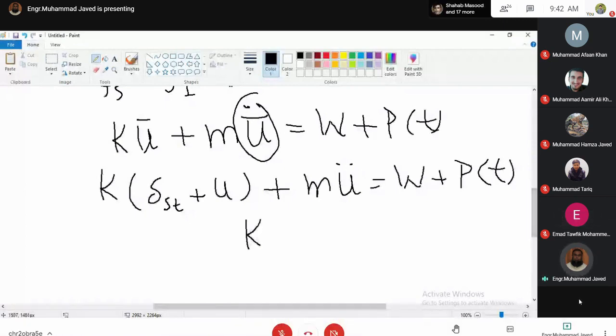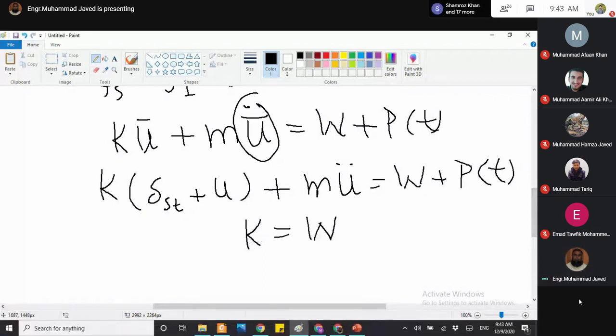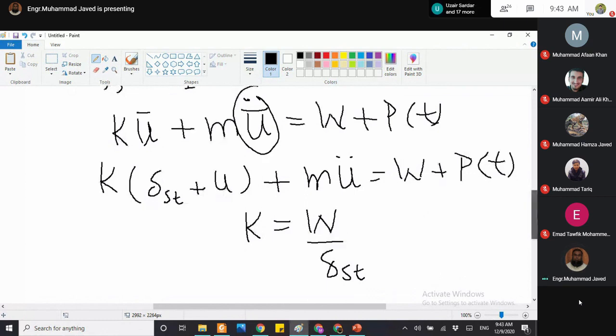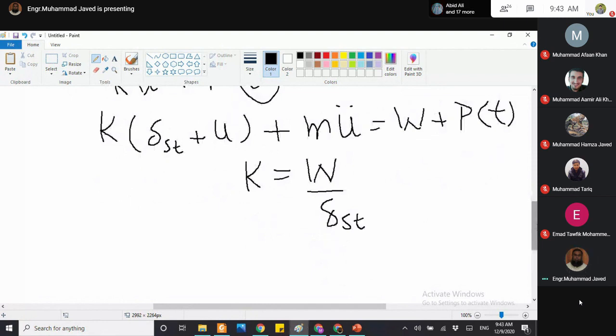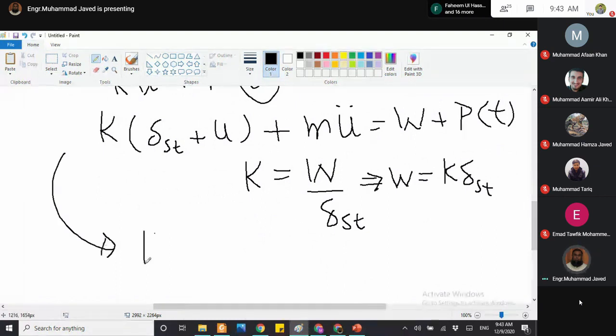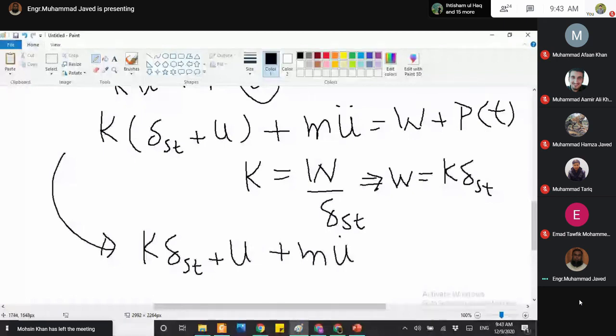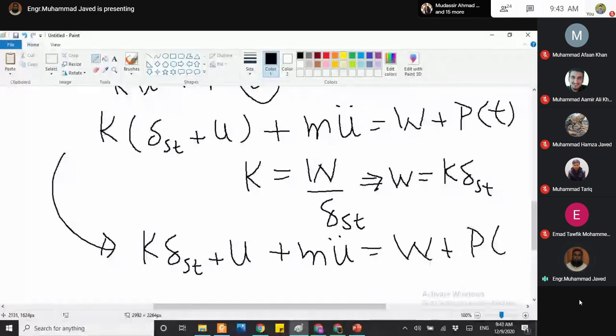Stiffness is force per unit displacement. Force is weight and the displacement is delta ST. So we can write this: W is equal to K into delta ST. And if we expand this equation, now since W is K into delta ST, this will cancel with this.